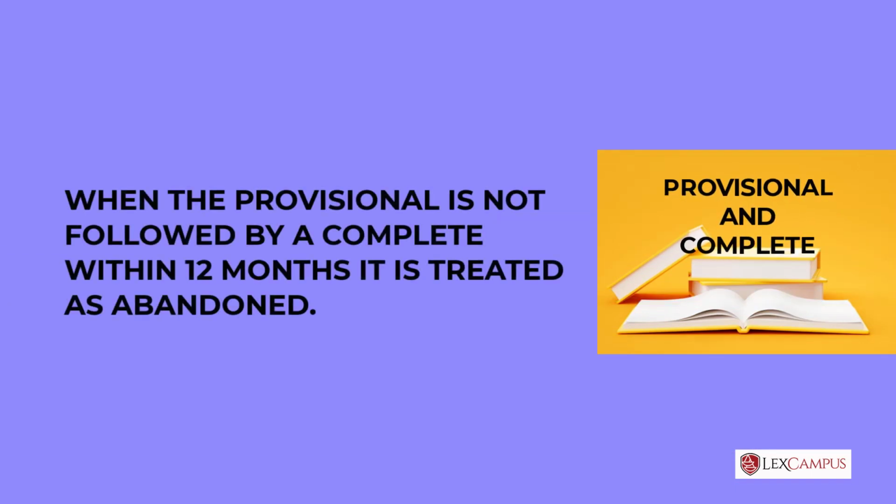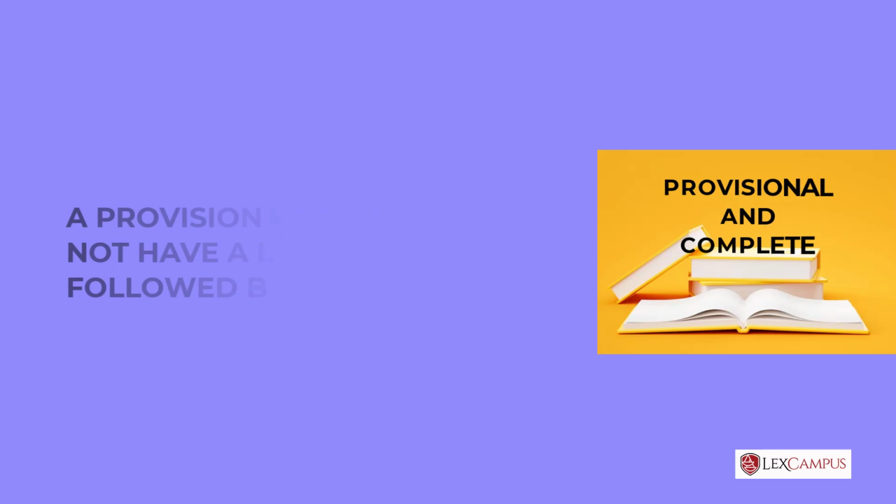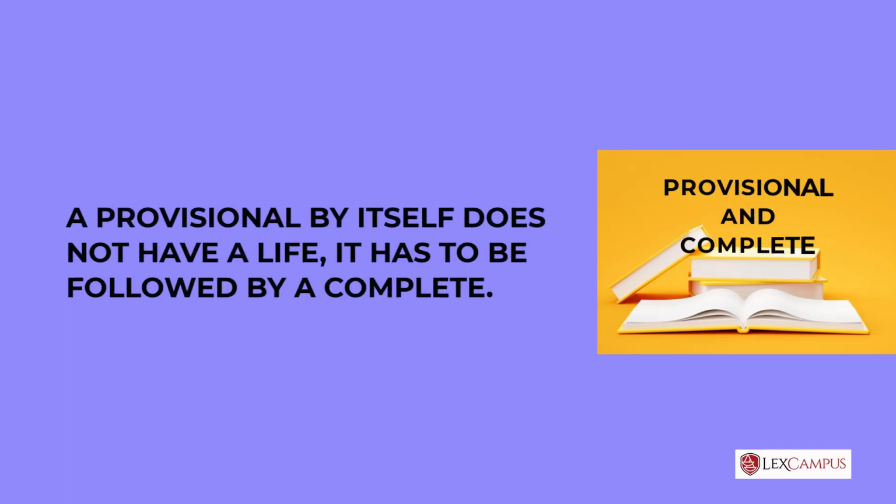When a provisional is not followed by a complete within 12 months, it is treated as abandoned and it is not published. So these are the two principles you need to understand. A provisional by itself doesn't have a life. It has to be followed by a complete within 12 months. And when the provisional is followed by the complete, normally it becomes a part of the record.